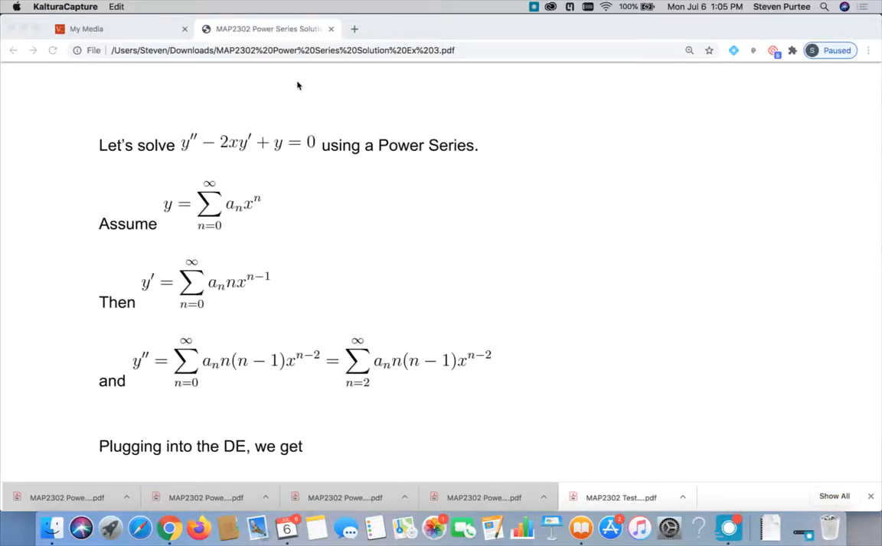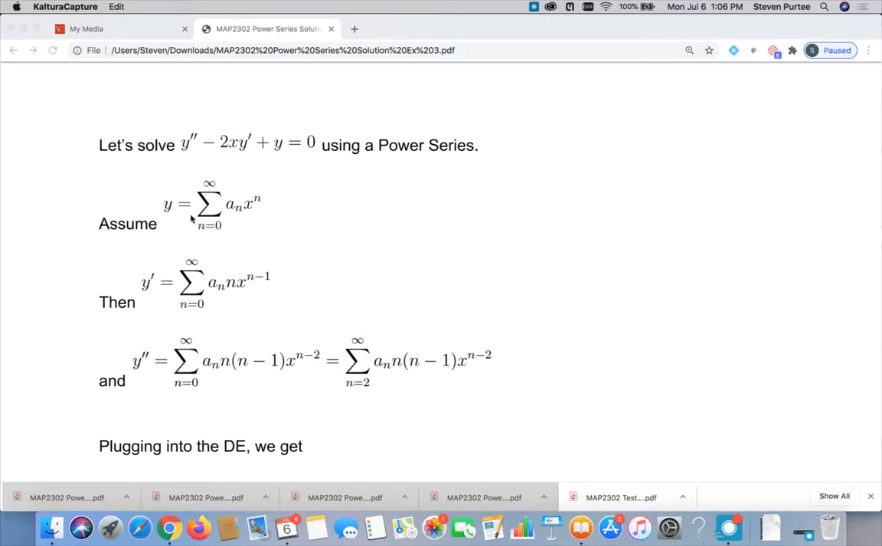Okay, let's solve this second order linear DE using power series. We could solve this using Laplace transforms. We could not solve this as a homogeneous DE because it doesn't have constant coefficients, or at least it would be much harder. Notice it's second order, so we're going to have two free parameters. A0 and A1 are going to be free.